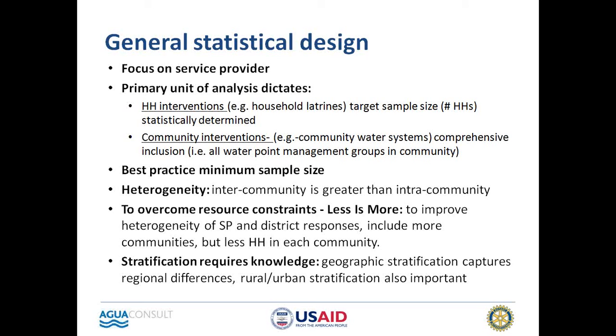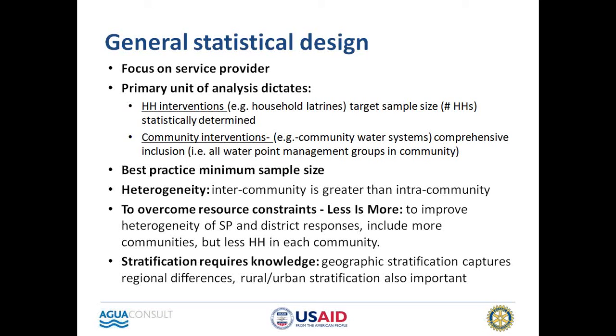But there are situations where we're using household data primarily to triangulate the information provided by the service providers. In those cases, we're calling those community level interventions. And so it would be a comprehensive inclusion of the service providers. So in this case, water community reticulated systems, we would have the water management organization, and so we would include all the water management organizations in that community. And then we would use what I term a best practice minimum sample size.